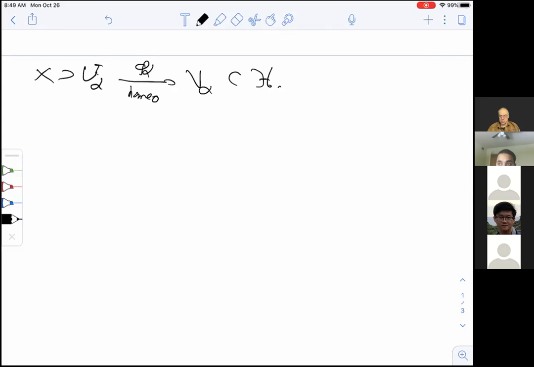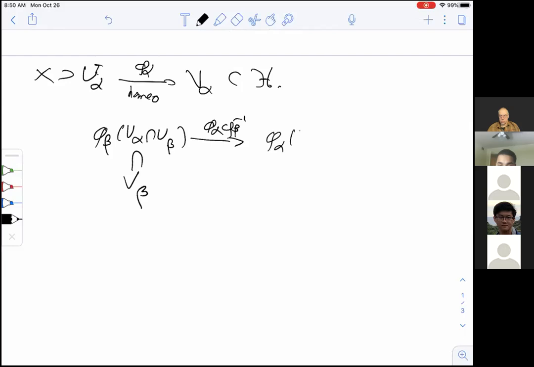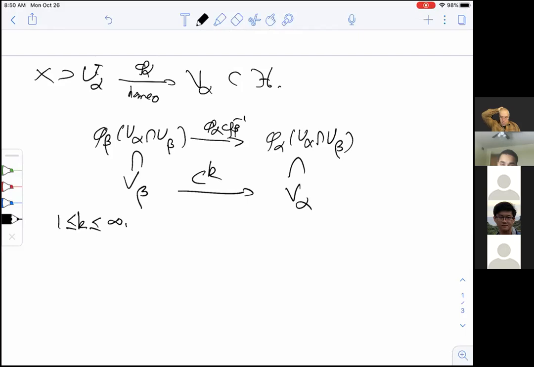So if you go from phi beta of U alpha intersect U beta, which is an open subset of V beta, and you go by phi alpha, sorry, phi beta inverse, over to phi alpha of U alpha intersect U beta, that's in V alpha. This overlap function has to be C1 or Ck or C infinity, so k at least one and up to infinity. That's for all alpha and beta. And then these will be diffeomorphisms because the inverse is given by the other, going in the other direction.